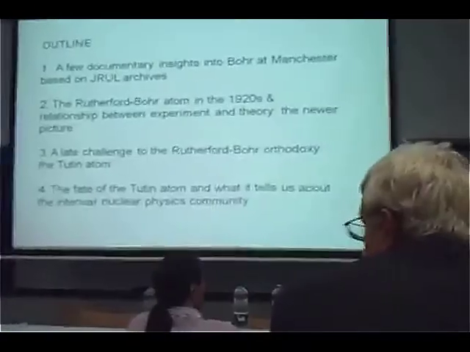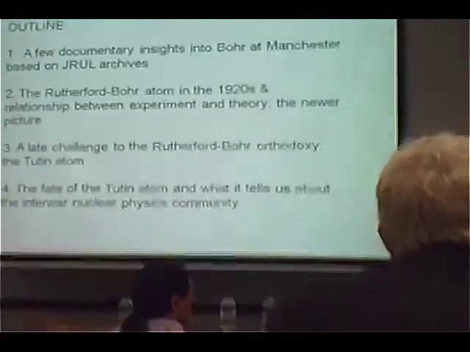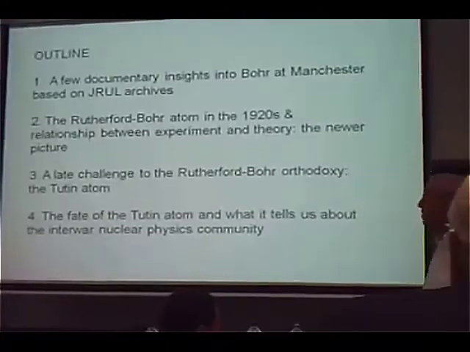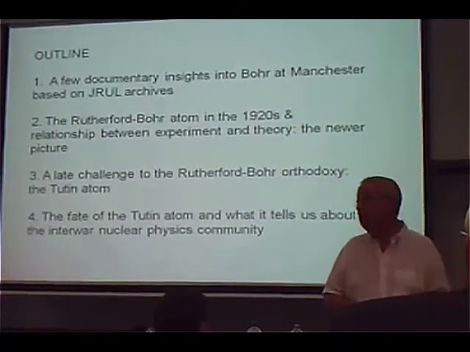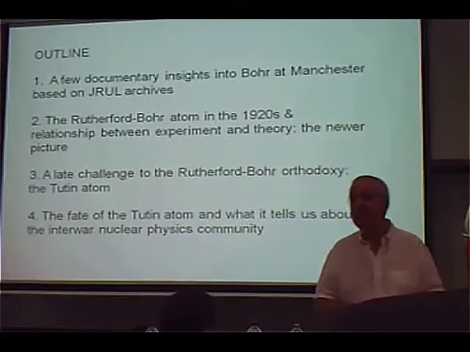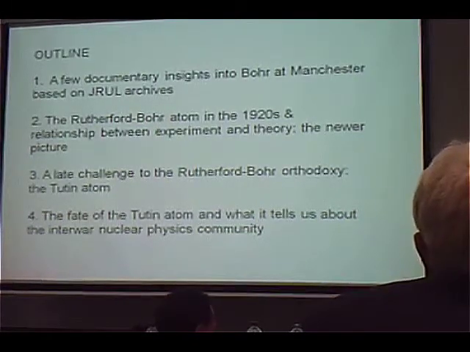Then I want to talk about a late challenge to what by the late 1920s had become the orthodoxy of the Rutherford-Bohr atomic model. This was put forward by somebody called John Tutin, who was a naval architect and marine engineer, and his engineering background turns out to be really important in understanding why he came up with the different model of the atom that he did, and perhaps it's important in understanding why he was treated the way he was by the physics community. So then I turn to the fate of John Tutin's alternative atom, and what it tells us.